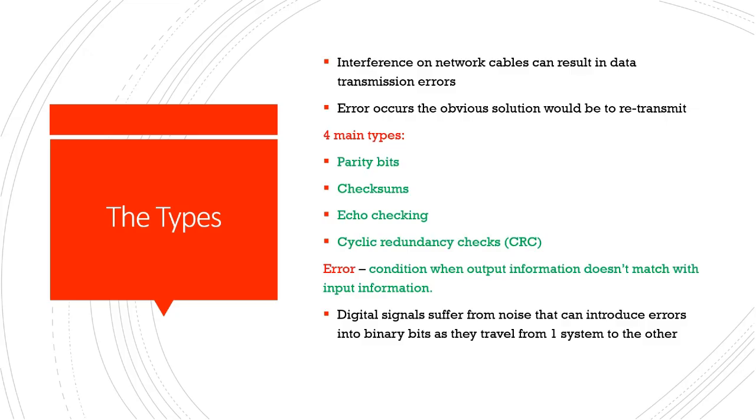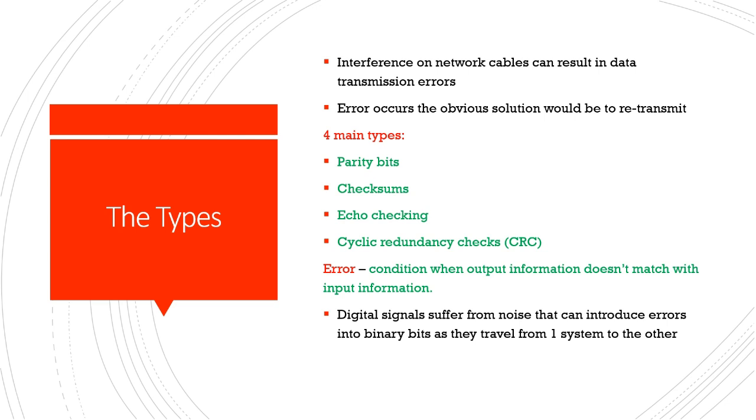So the types of error correction and detection. Well, firstly, interference will occur on a network cable, and this will result in data transmission errors. The obvious solution would be to retransmit, and that's what happens. So the four types of error correction and detection that allow you to retransmit the message are parity bits, checksums, echo checking, and the cyclic redundancy checks, or CRC.